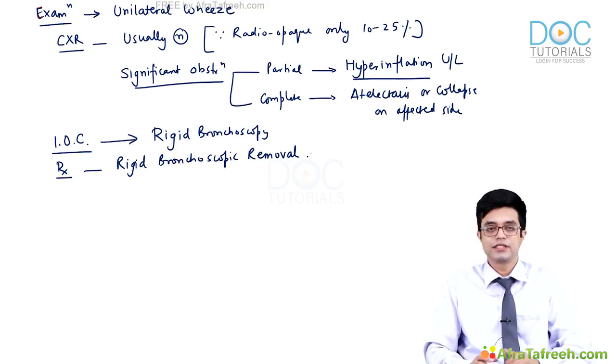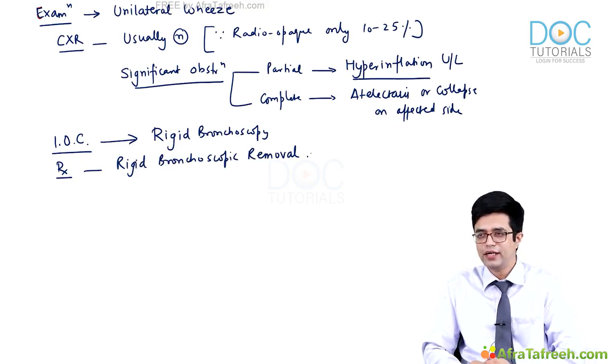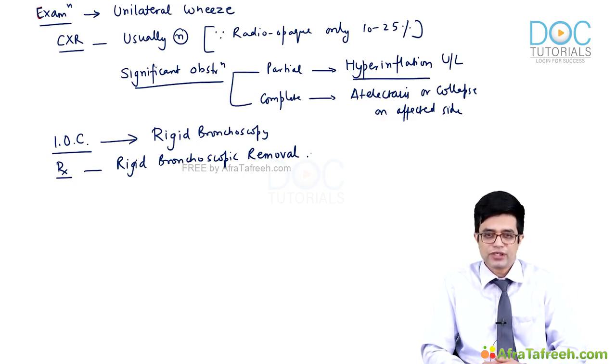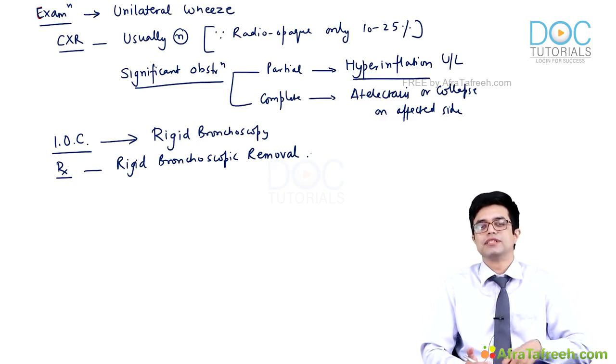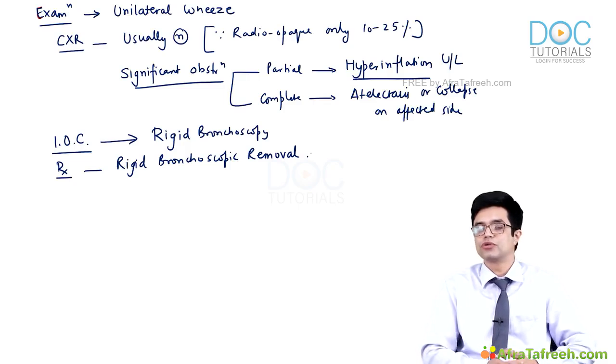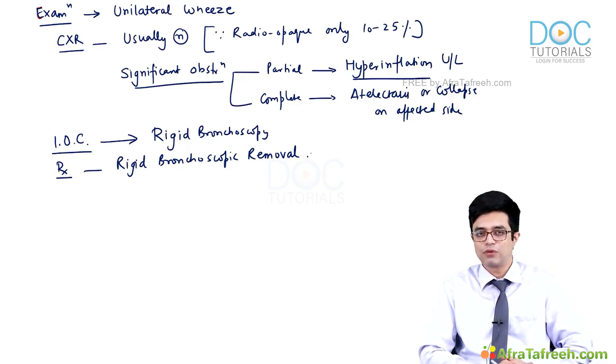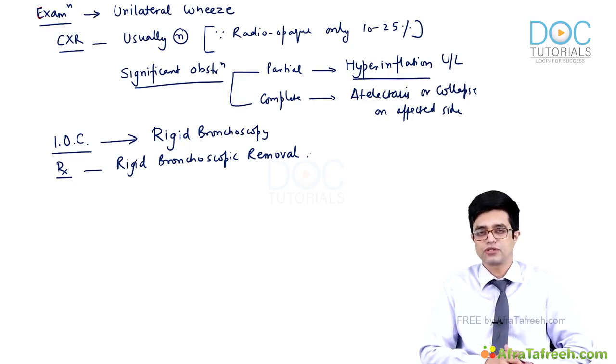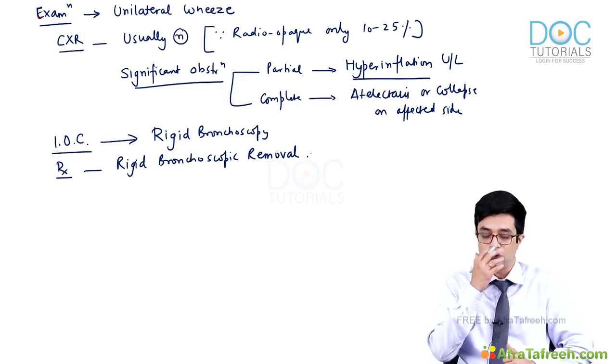If the diagnosis is not clear and you are suspecting that it can be anything other than the foreign body, maybe some localized lymph nodes, maybe some tuberculosis or some rare condition, then for diagnostic purposes, flexible fiber optic bronchoscopy is better. But flexible fiber optic bronchoscope cannot remove the foreign body. Once you're sure or if there is a strong suspicion, you will go in for rigid bronchoscopic removal.